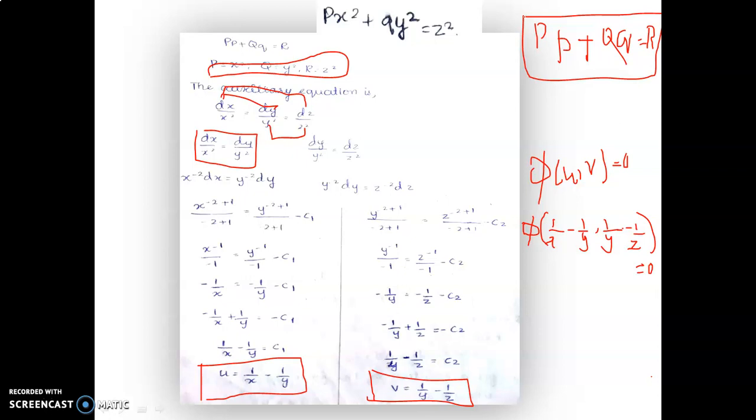And taking the two ratios, try to solve, by integrating, by cross multiplying or by simplification, you will be getting an equation. You will be getting the solution of this subsidiary equation, an independent solution in the form of u equal to some constant a or v equal to some constant b. And just write the solution in terms of phi of u comma v equal to 0, which will be the solution for the given Lagrange linear equation.